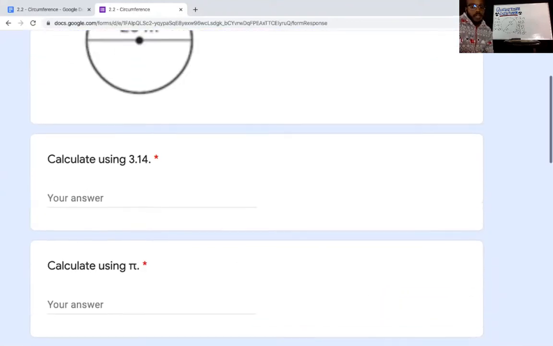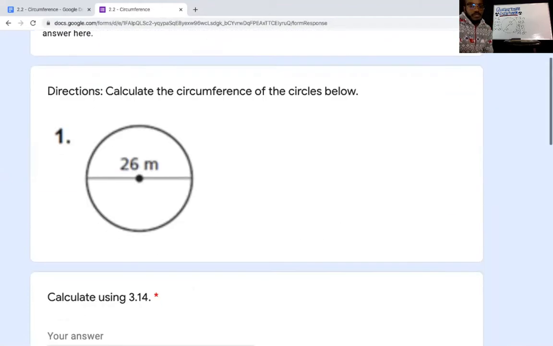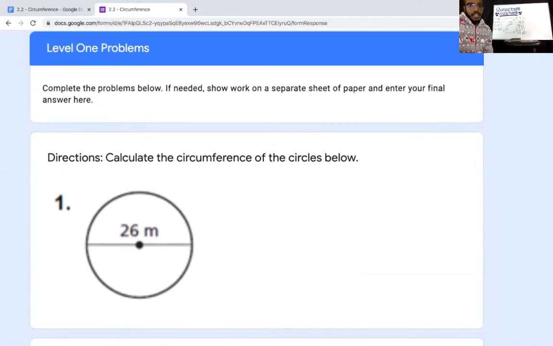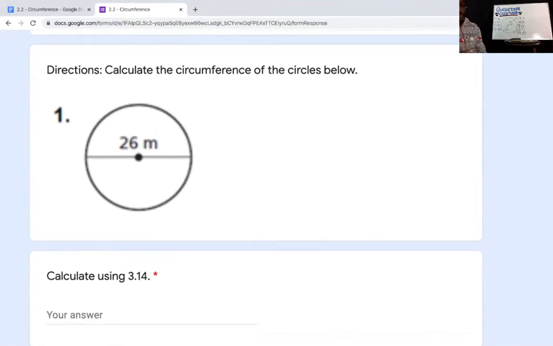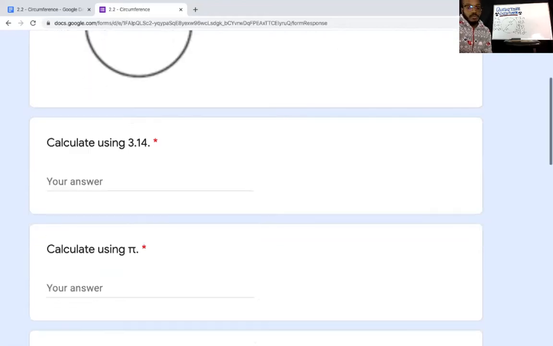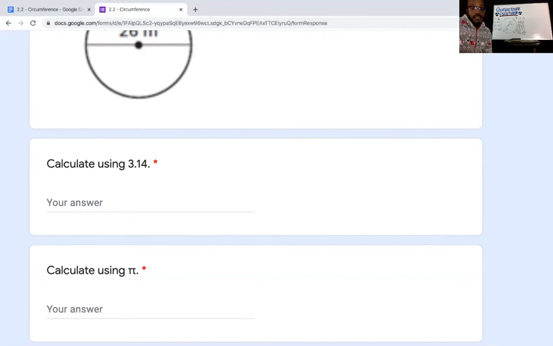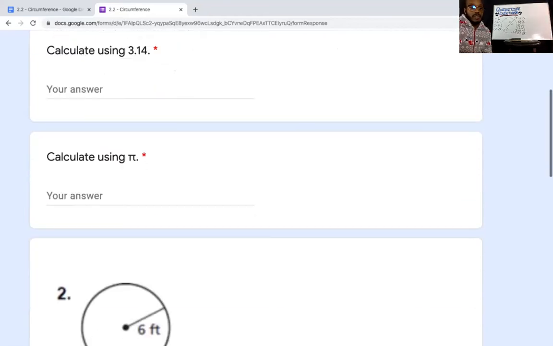I'm going to give you a handful of answers, but make sure that you're completing everything, doing the work and showing everything when you're going through these. We're calculating the circumference of the circles below. The first circle is 26 meters. That means that we're going to take 26 and multiply it by 3.14. Then we're going to take 26 and multiply it by pi. These answers are not going to be the same, which is why you have to show your work when you're doing it.